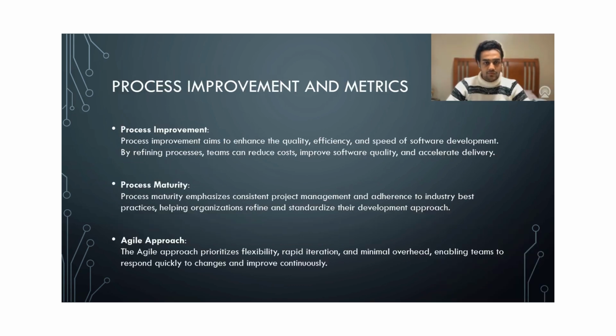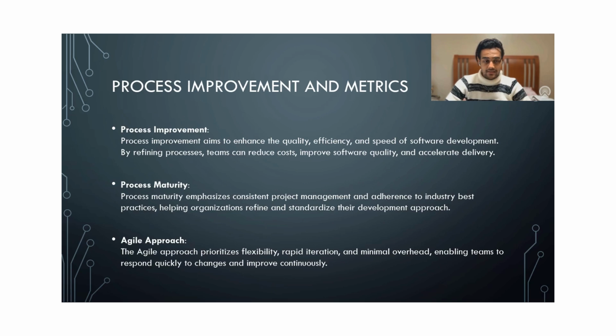After that, we are moving to process improvement. It's like a New Year's resolution for software. This year is software going to be faster, cheaper, and maybe even a little better. So this includes a lot of approaches, listed as process improvement, process maturity, and agile approach. All of these are really vital to process improvement, and you can go through all of this where it is written. Process improvement aims to enhance the quality, efficiency, and speed of software development. By defining processes, teams can reduce cost, improve software quality, and accelerate delivery.